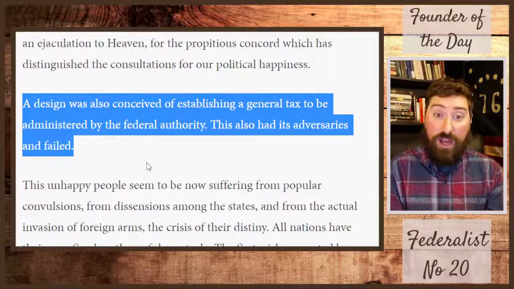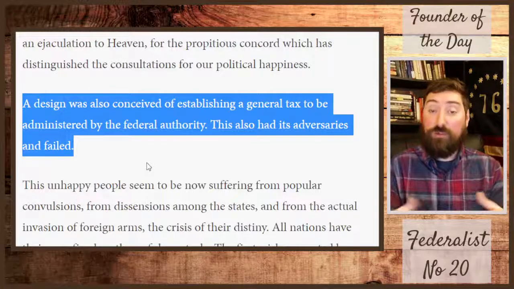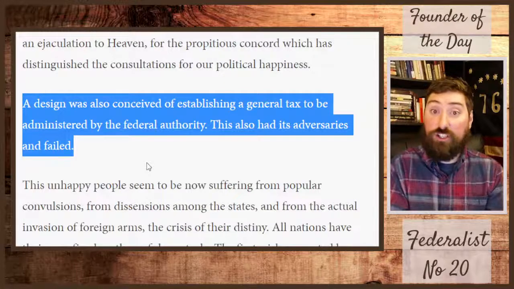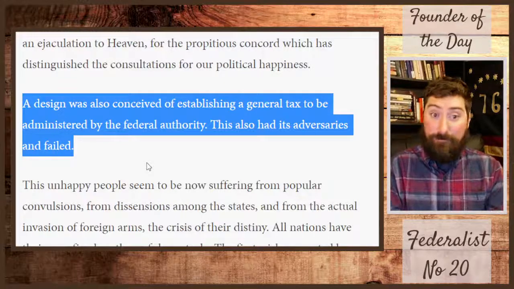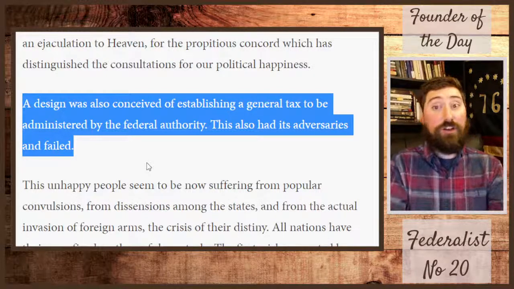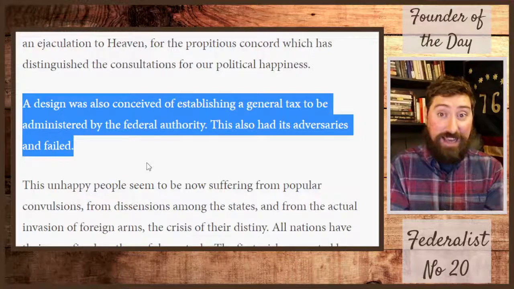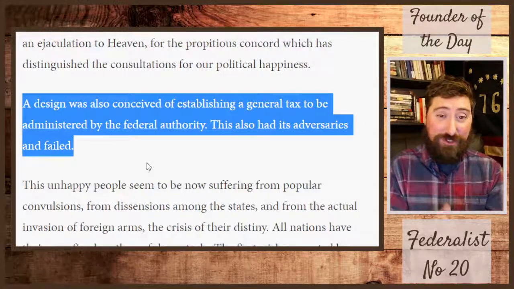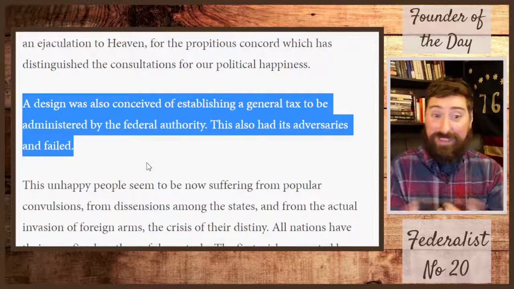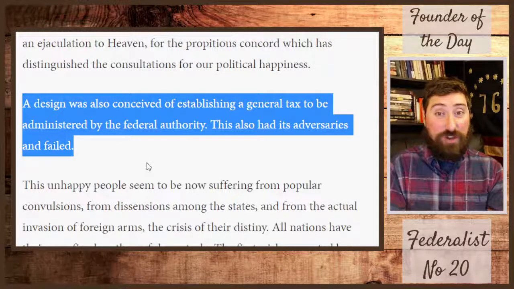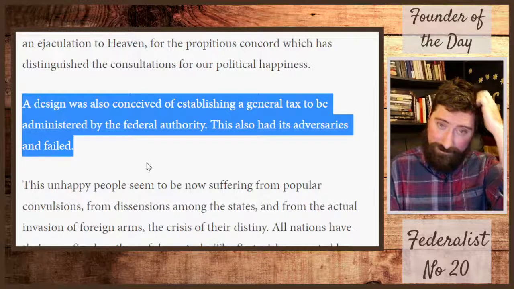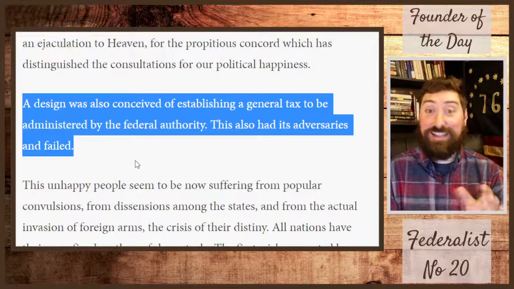So they tried to have the federal government, the states general, be able to collect taxes directly from the states and from the people. It's very interesting how similar the Articles of Confederation was to the Netherlands Republic. He's essentially saying they tried to raise taxes straight from the people, but the politicians did not let that go through.